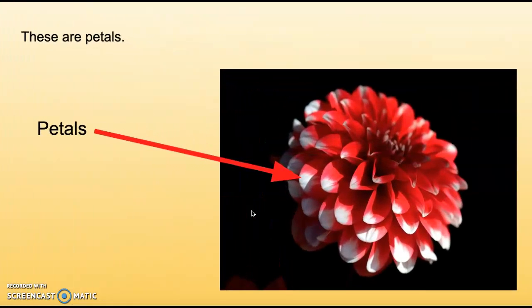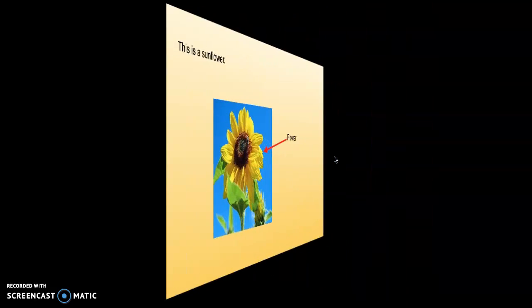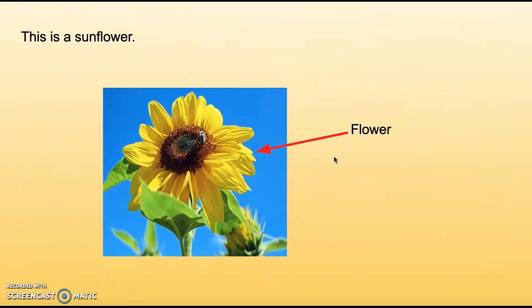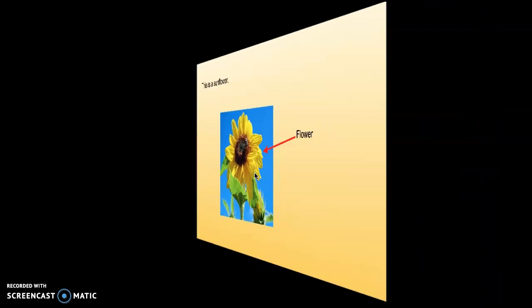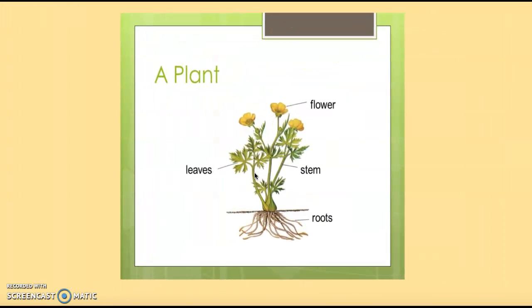These are the petals. Petals are often bright in color. Petals attract pollinators such as bees. Here are the petals of this plant. This is a sunflower. The flower is used to make more plants. Here is the flower of this plant. Let's go over what we learned so far. A plant has flowers, leaves, a stem, and roots.